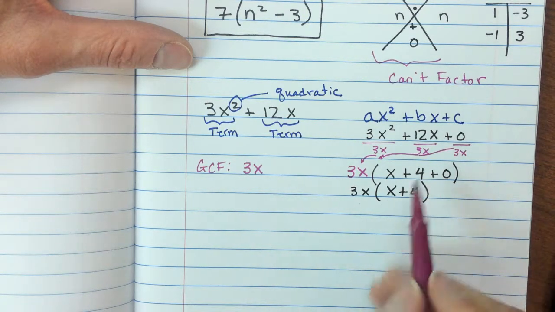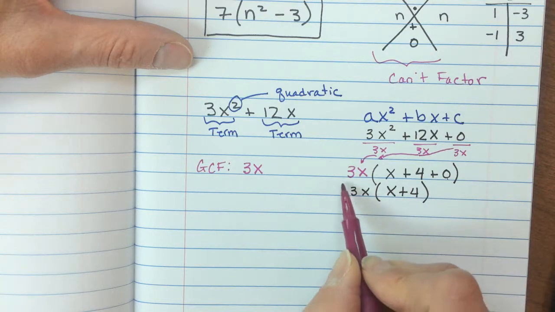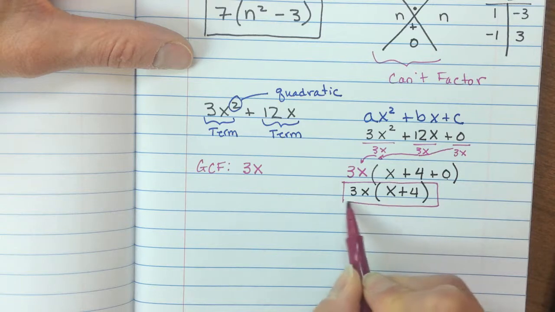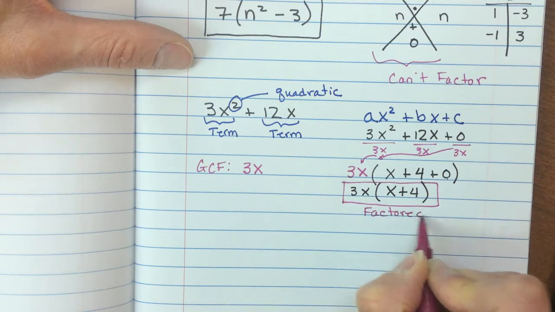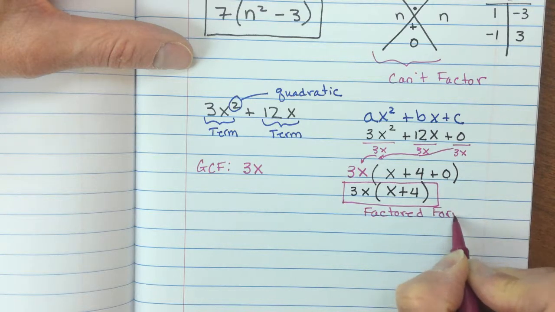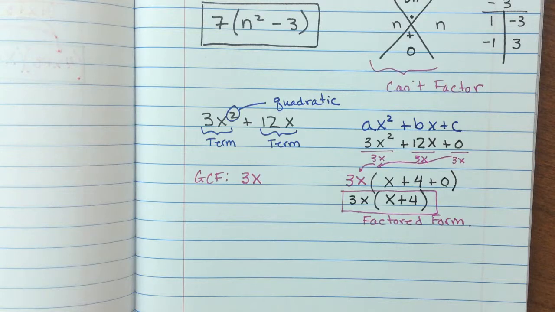Notice there is nothing squared here. There's nothing squared anywhere, so this here is my factored form, and I'm done with that. You need to know when you stop and when you need to keep going. In the next video, I'm going to show you when you need to keep going.